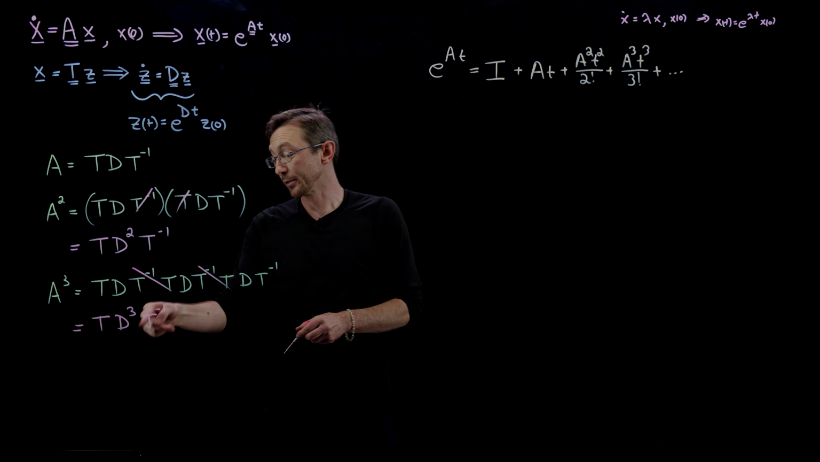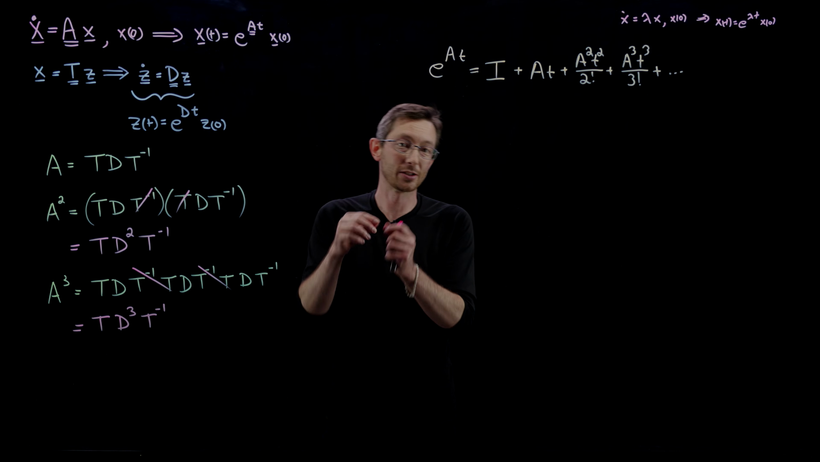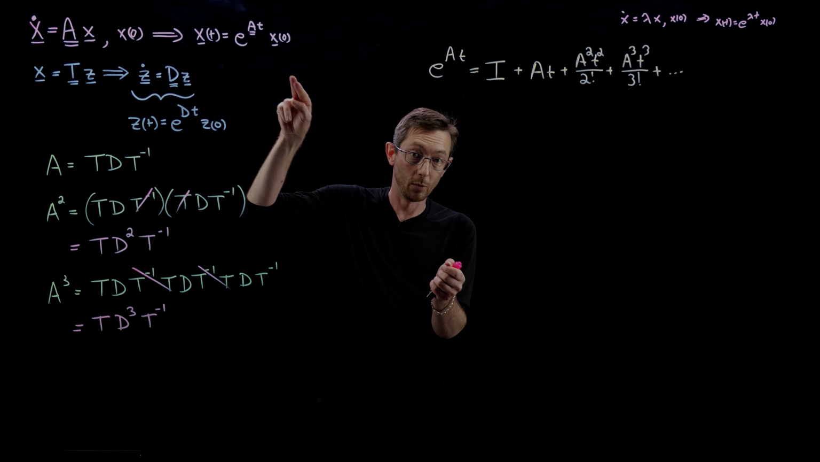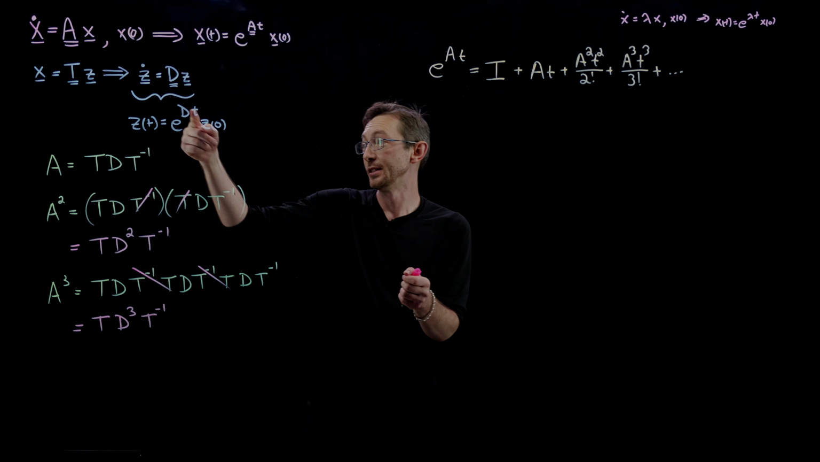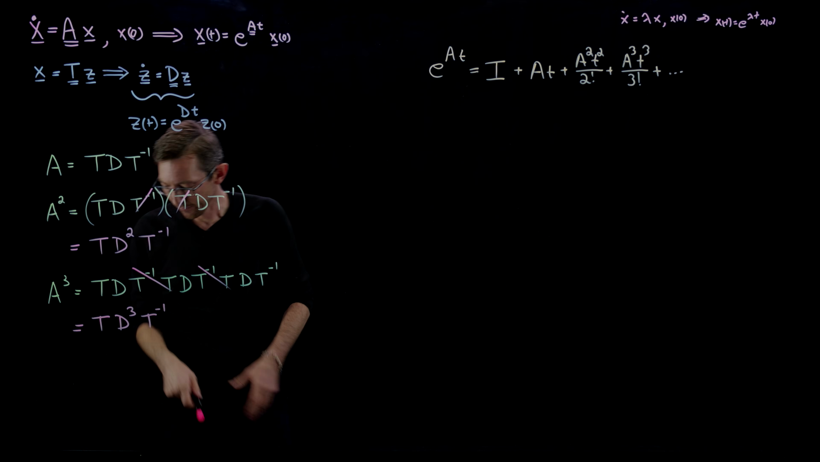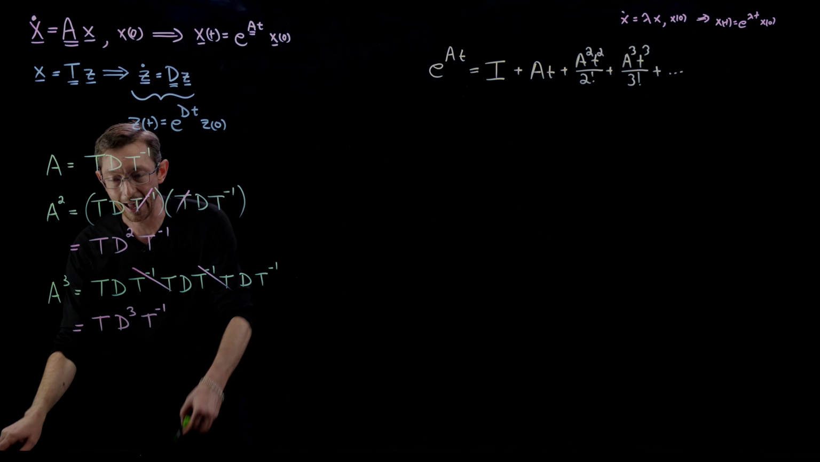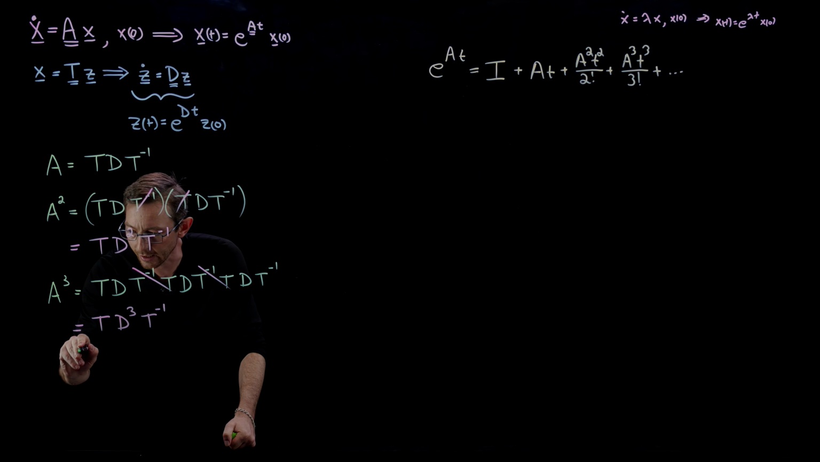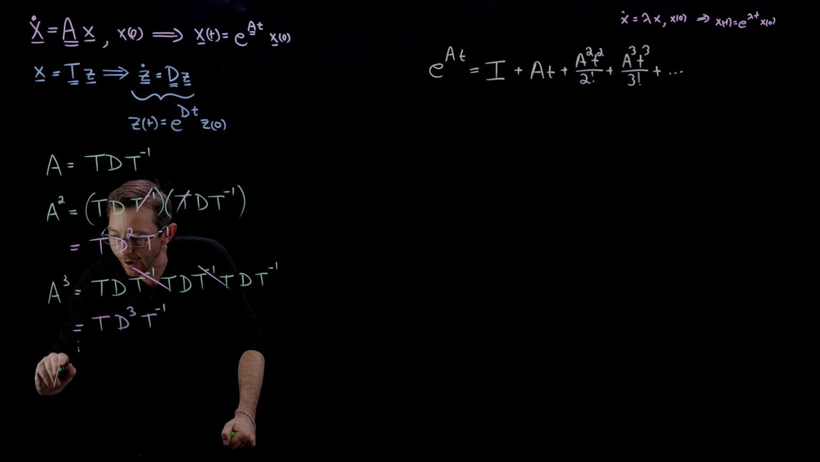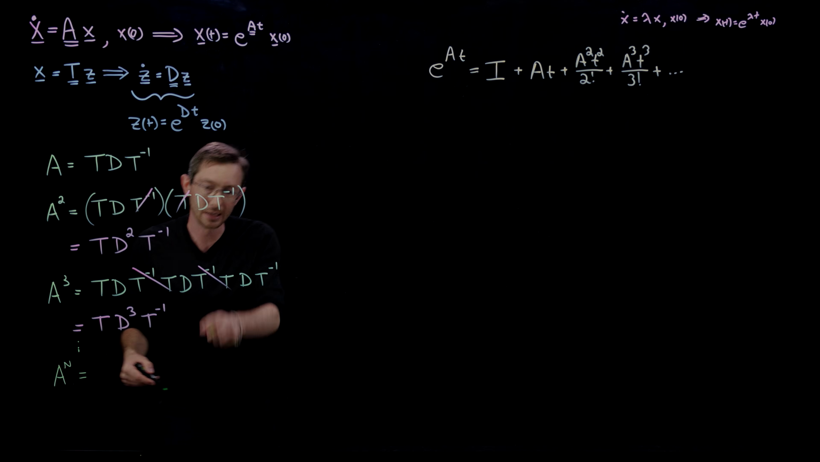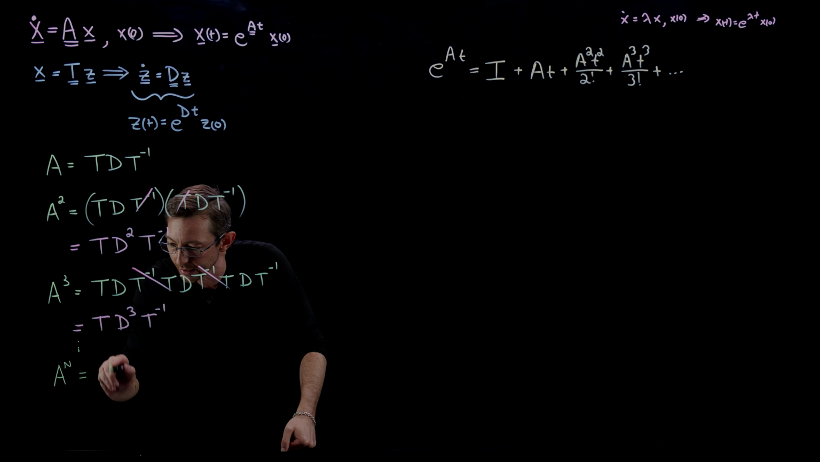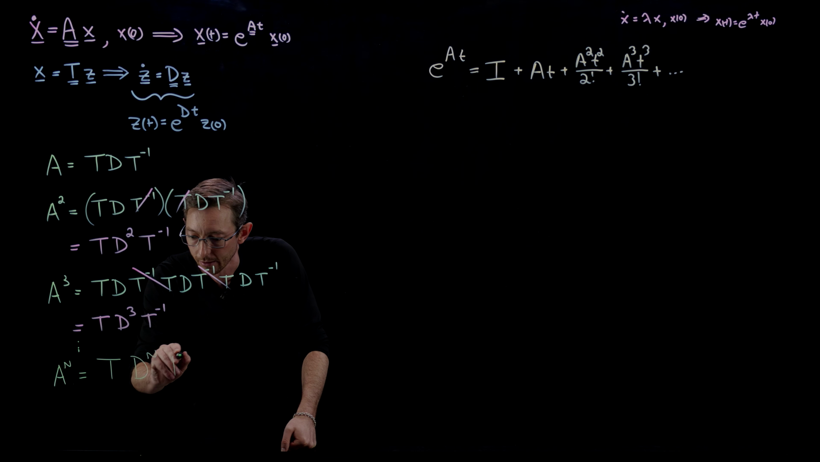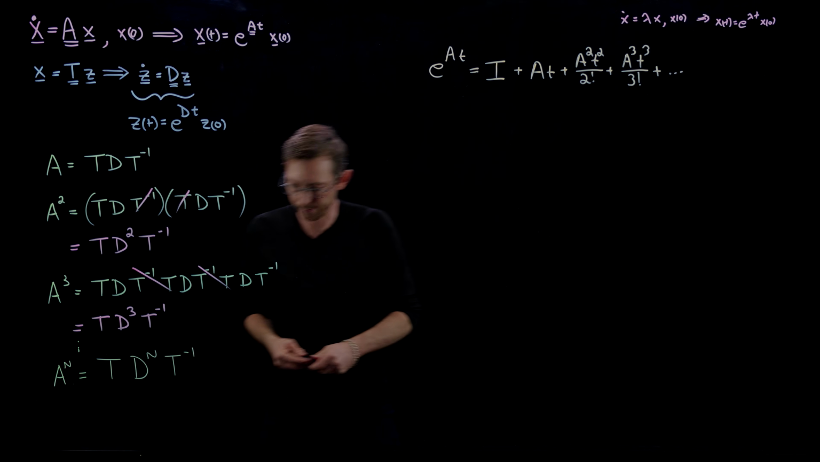Again, this is really easy to compute, D cubed. That's just a diagonal matrix with all of the entries of D cubed. So that's nice. And I can do this ad nauseam if I wanted. Dot, dot, dot. A to the power n, the nth power of A, is just going to be the exact same thing. It's going to be T D to the power n times T inverse.